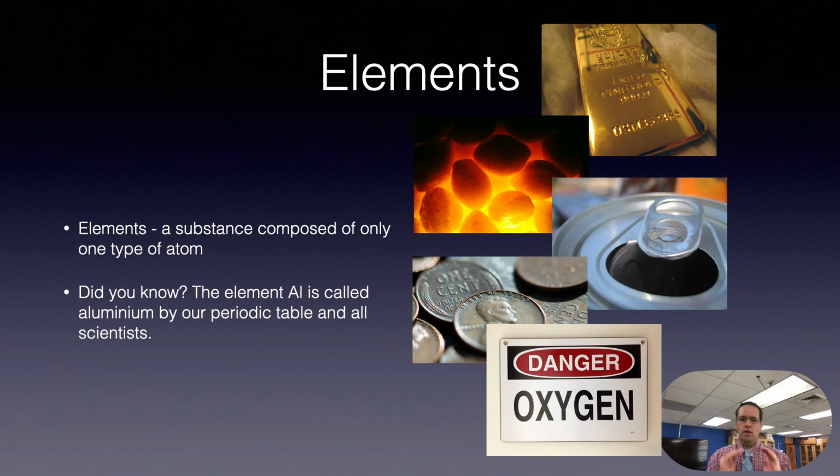Elements. Now, what are elements? Elements, simply put, are defined as a substance composed of only one type of atom. Not one atom, one type of atom. Many of these, as we have seen, are familiar to us. For example, gold pictured here, carbon, which is burning, pictured here, aluminium, which is pictured here by this aluminum can.